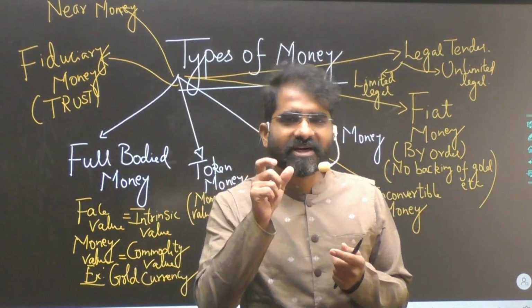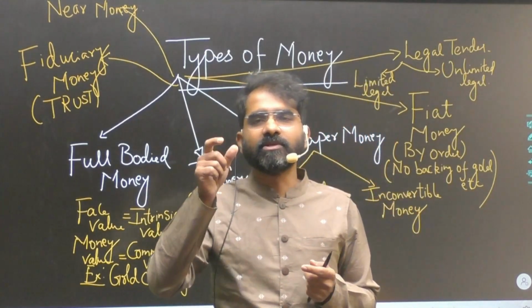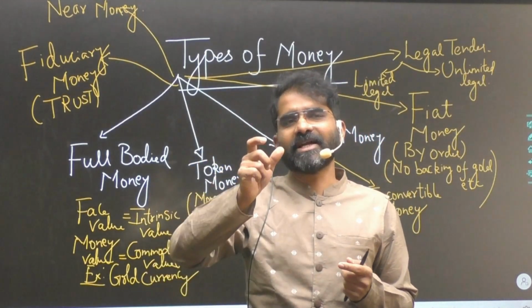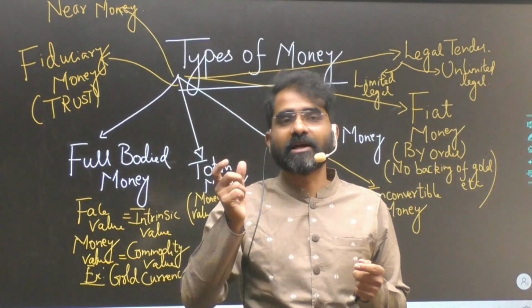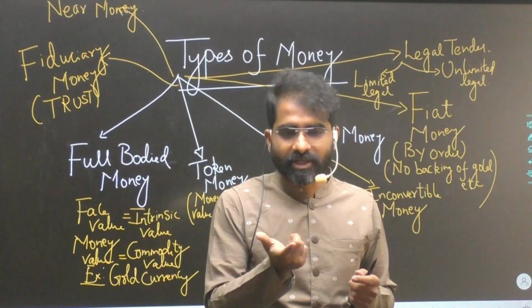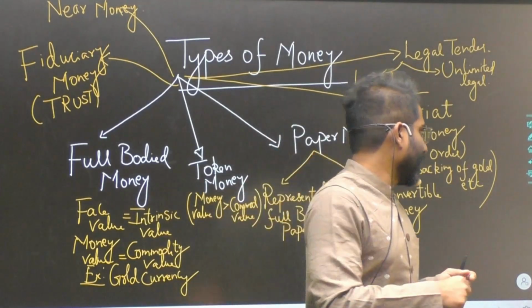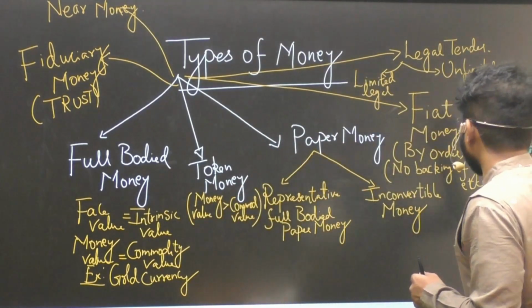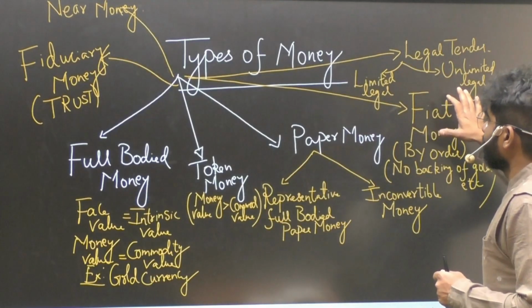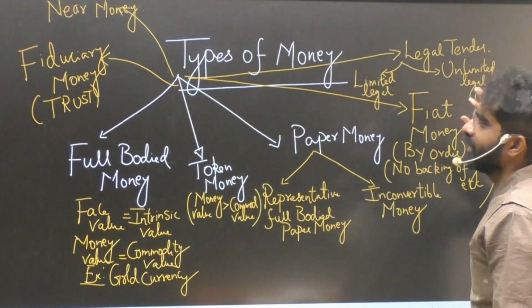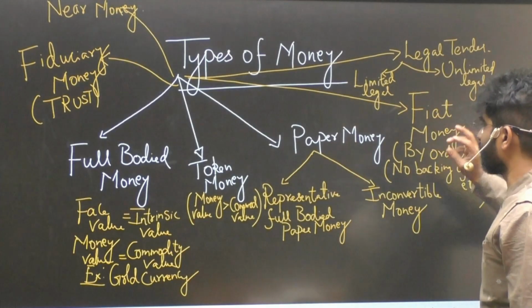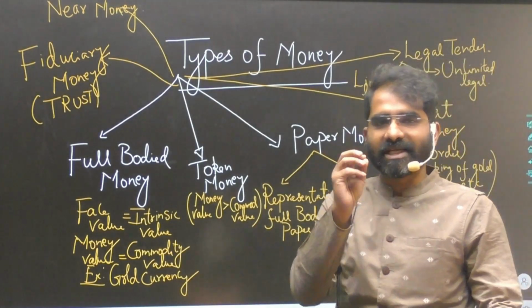When I use the word fiat, fiat means something by order. It can be by the order of government, by the order of RBI. So it is basically by order that you are accepting this money. So when I use the word fiat money, it is by order. And this fiat money, today we are talking about token money, is not backed by any gold. There is no backing of gold, etc. But by order you are accepting this as money.